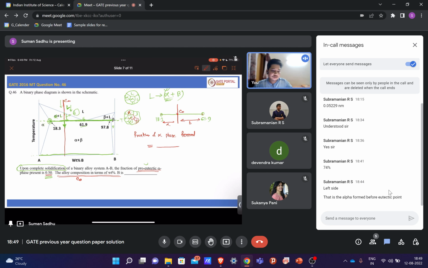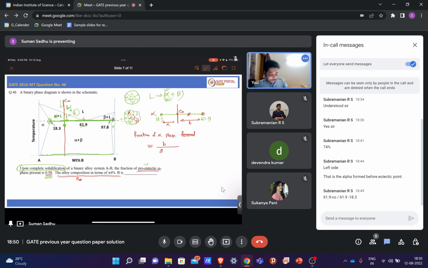Can anyone tell me what will be the equation? You all know the lever rule, right? Anyone? You can unmute and tell. Yes, you are right. So for the lever rule, this side is alpha and this side is the eutectic composition. In the lever rule we have to take the opposite arm, that is this one. This side is alpha, so we take the opposite arm. So this length is B, right?